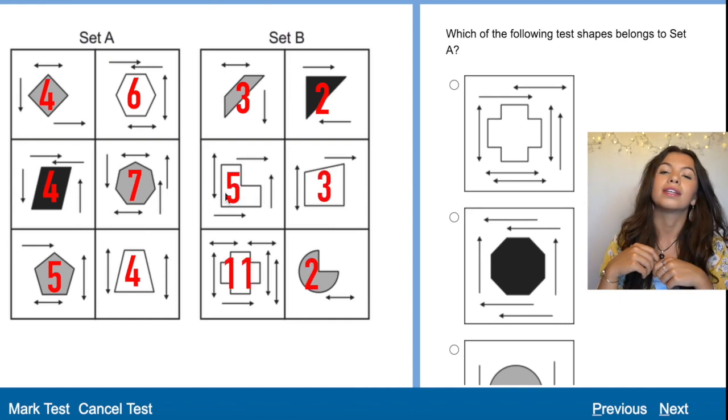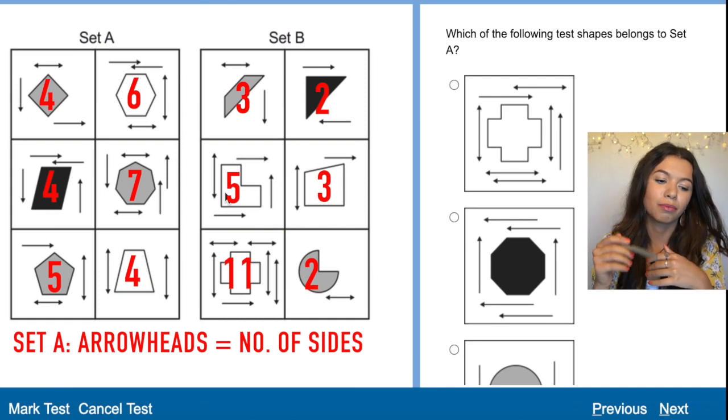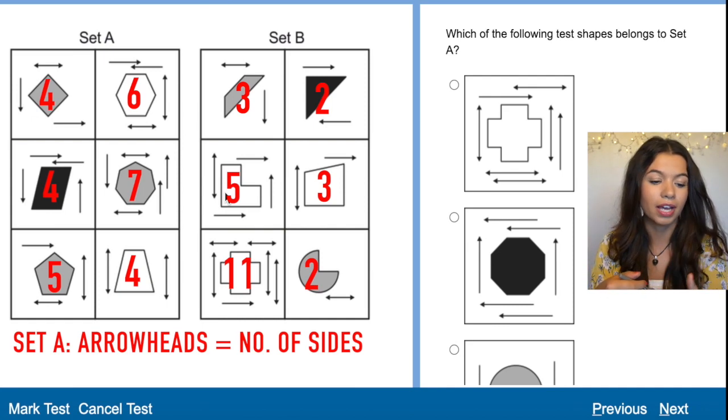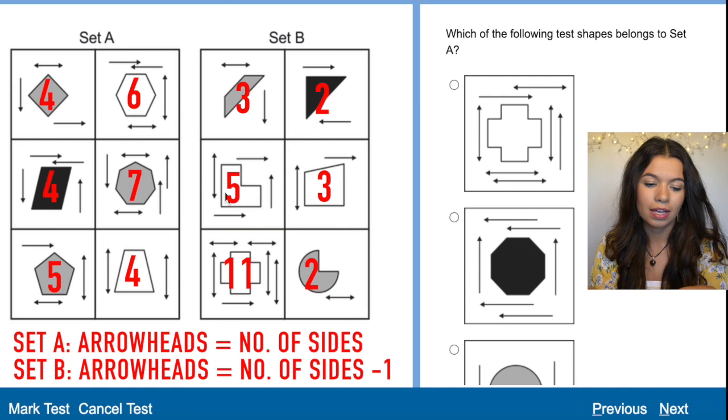So we know that in set A, the pattern is that the number of arrowheads is equal to the number of sides of the shape, and in set B, the number of arrowheads is 1 less than the number of sides of the shape that's in the box.